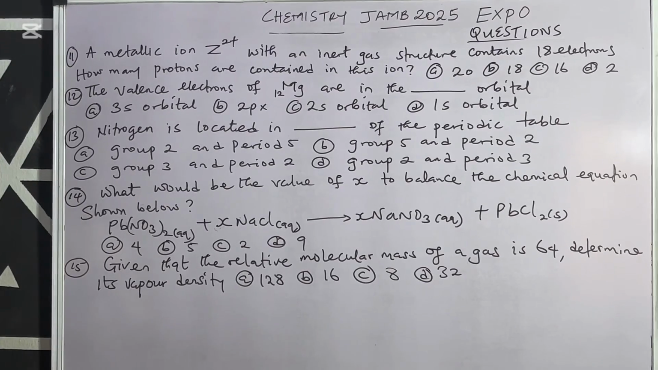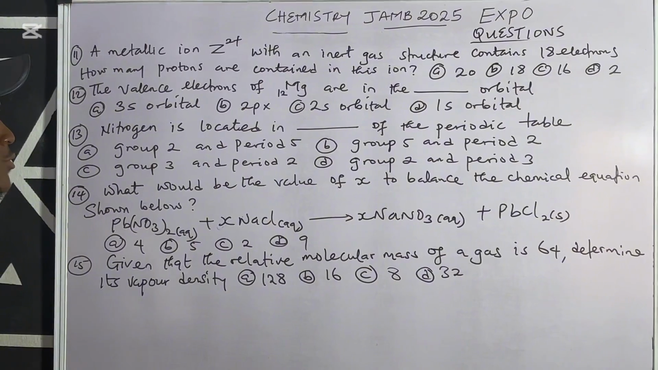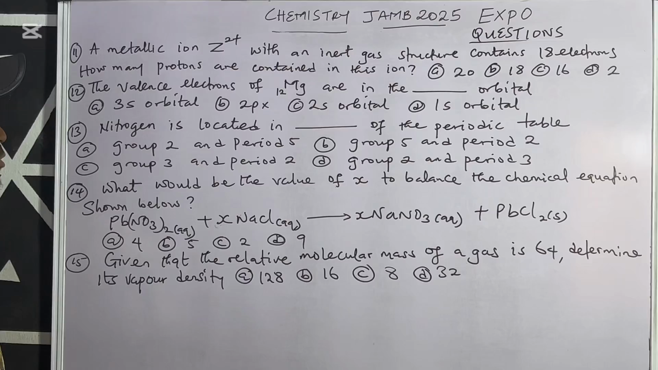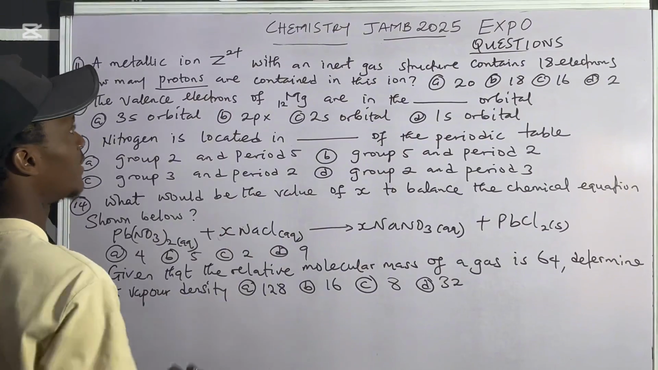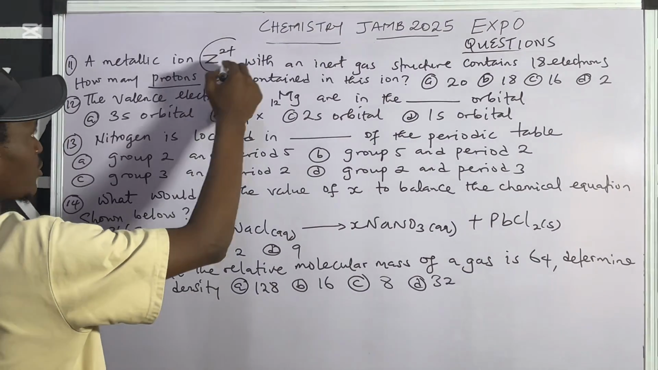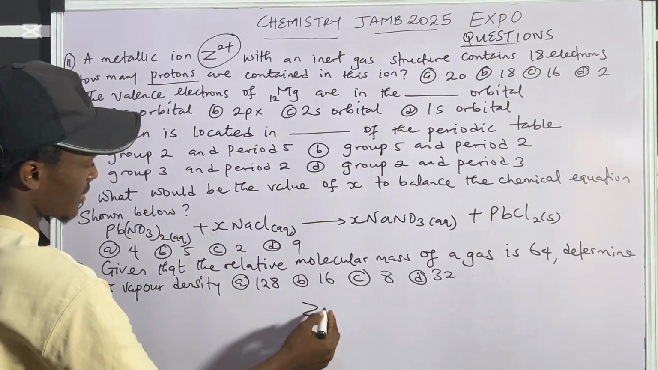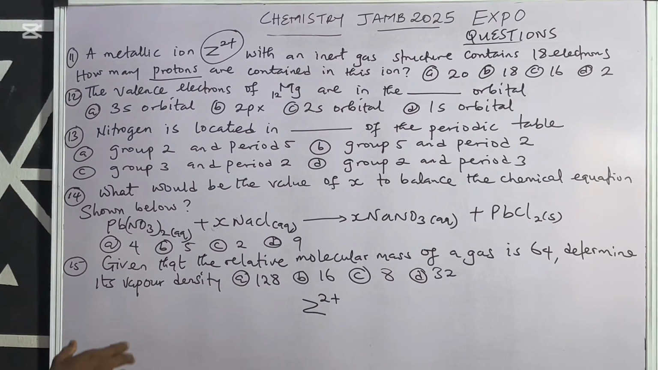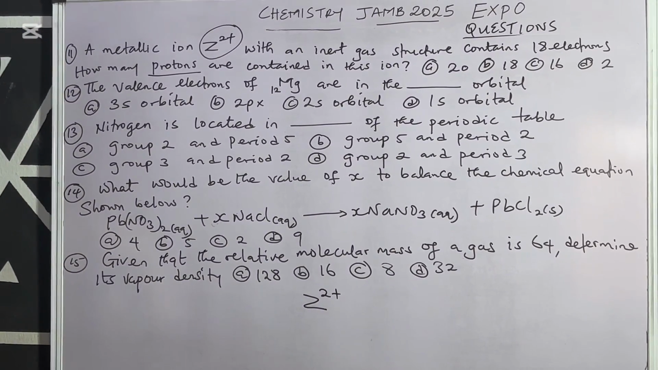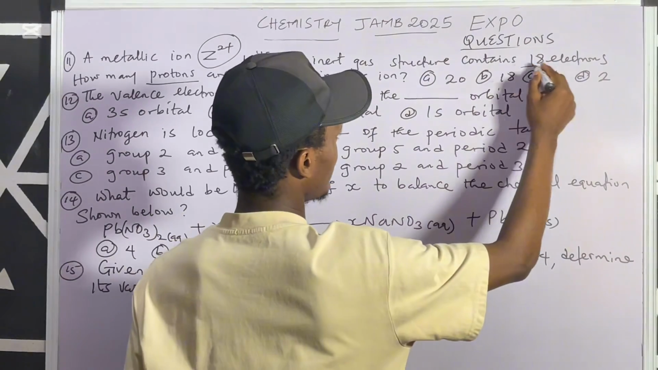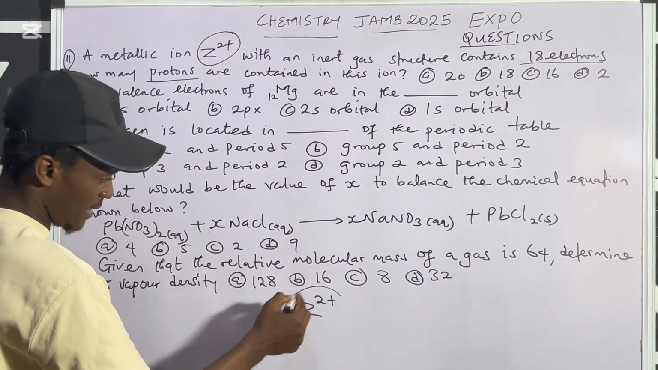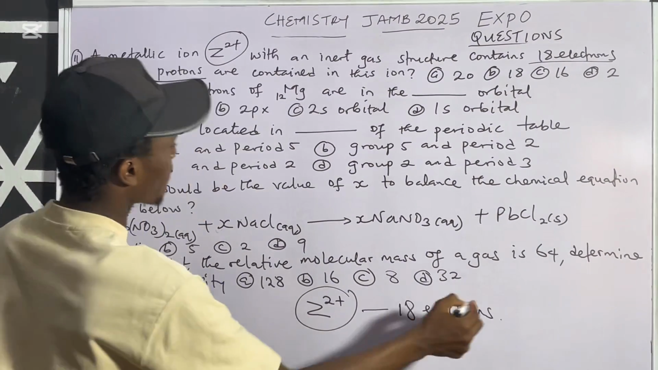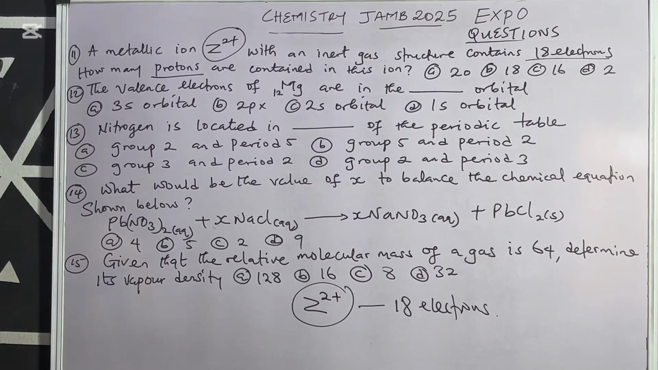Question 11. A metallic ion Z2+ with an inert gas structure contains 18 electrons. How many protons are contained in this ion? Now the thing is this. This was what we were given: Z2+. We are told that it contains how many electrons? 18 electrons. So it's from this that you have your 18 electrons. Now we are told how many protons are contained in this ion.